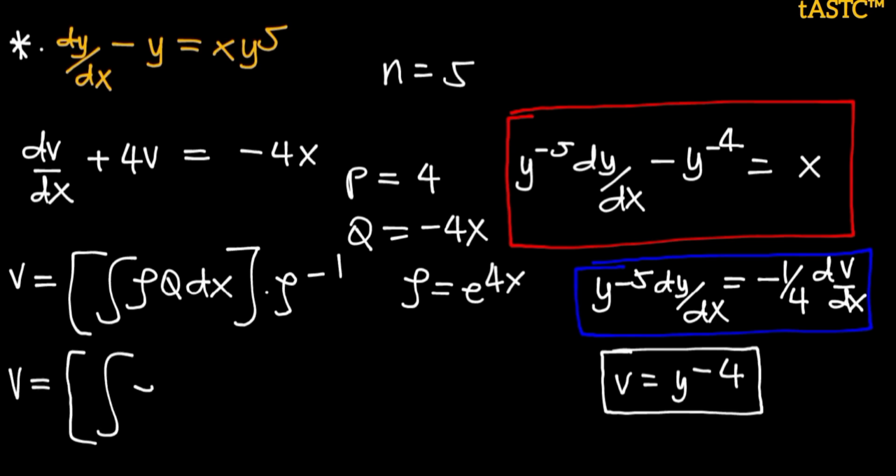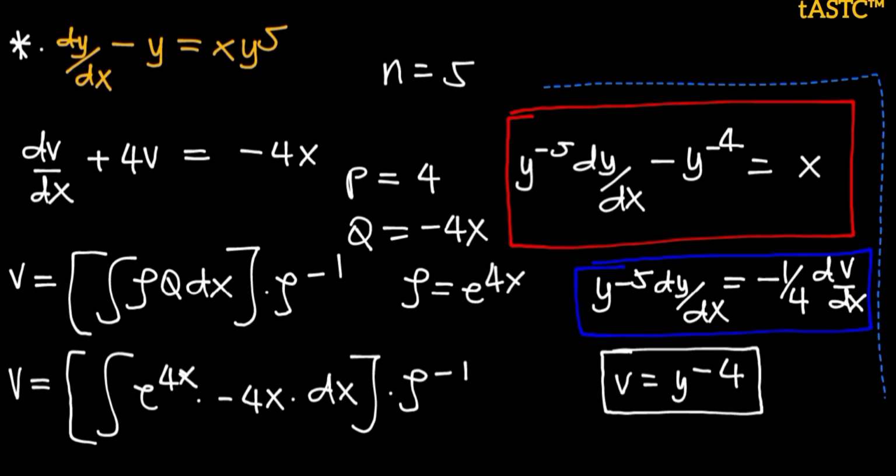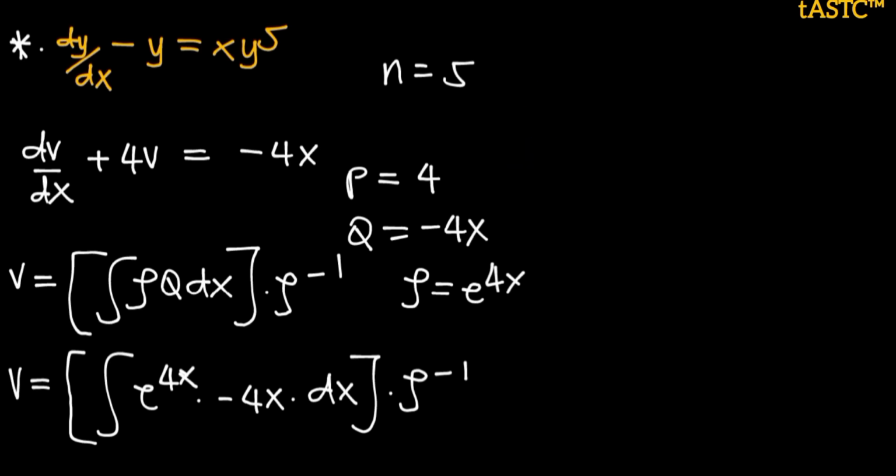So what is rho? Rho is e to the 4x, right? And we have q. Q is minus 4x. And we have dx. This should be multiplied by rho to the negative 1, right? So I'm going to take these ones out. Okay, so bringing this 4 out, we're going to have that v must be equal to a negative 4. So I should write this.